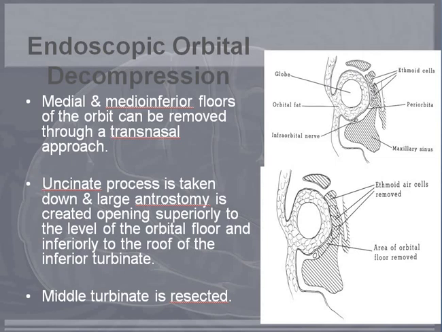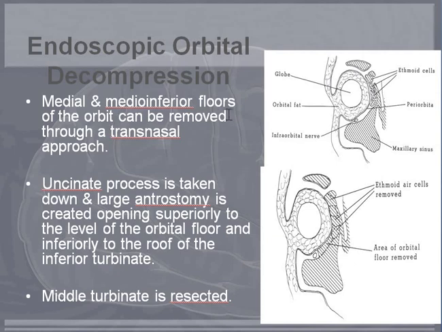Now let's talk about the endoscopic orbital decompression. So what happens here? We can see these are the ethmoid air cells and the maxillary sinus. This is the periorbita, this is the orbital fat, and this is the infraorbital nerve. And this is your globe. So what we see, the ethmoid air cells are removed here.